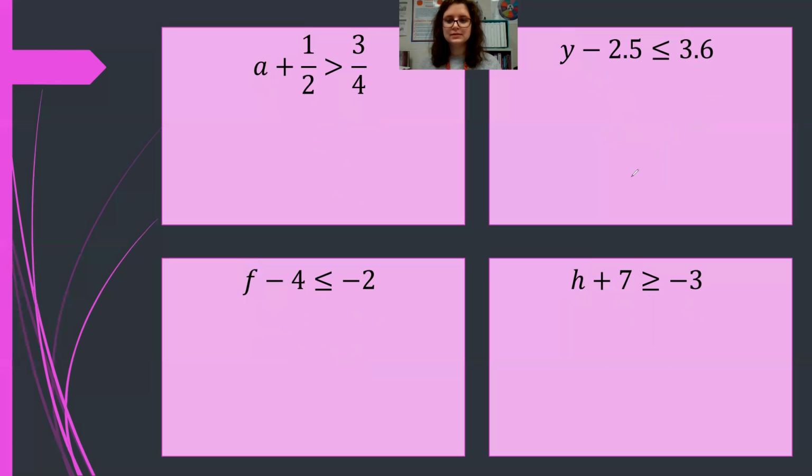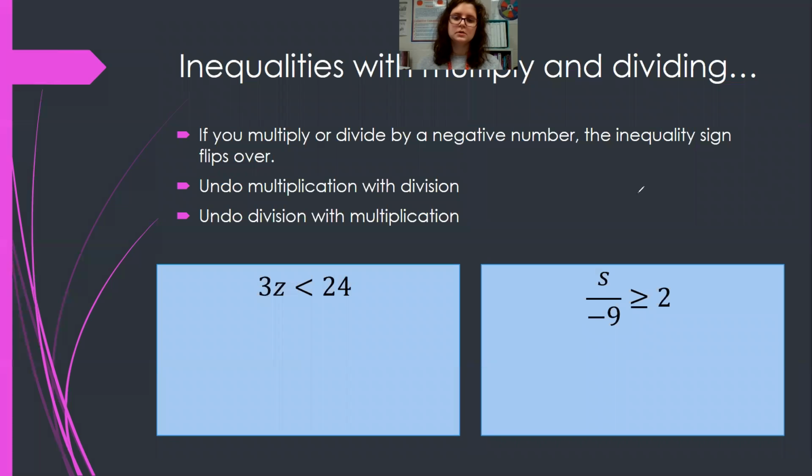Let us look at multiplication and division. So there's one difference with multiplication and division, and that is when we multiply or divide by a negative number, the inequality sign flips over. As always, we undo multiplication with division, and we undo division with multiplication.